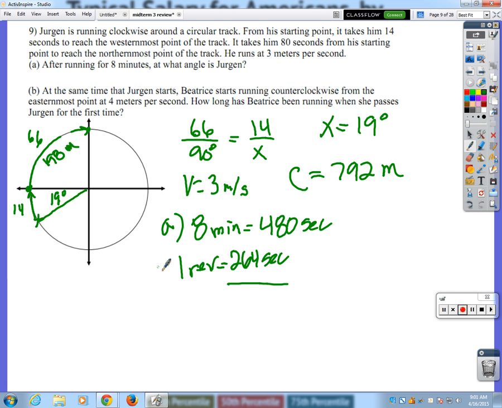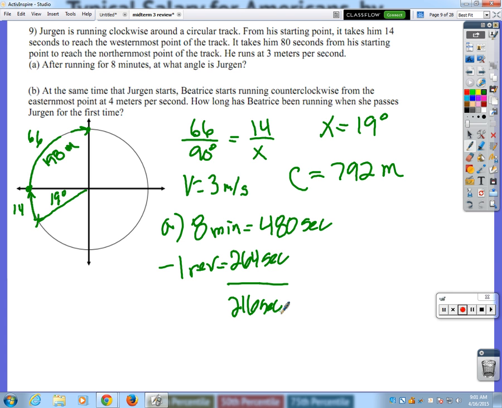216. If I subtract these, then he's got 216 seconds left. We aren't really doing anything with angular velocity, which I know we probably are physically, but we could just do a proportion again, I guess. If he goes 19 degrees in 14 seconds, what we're basically saying is how many degrees does he go in 216 seconds, right?